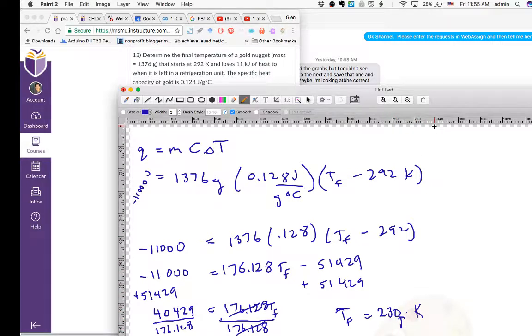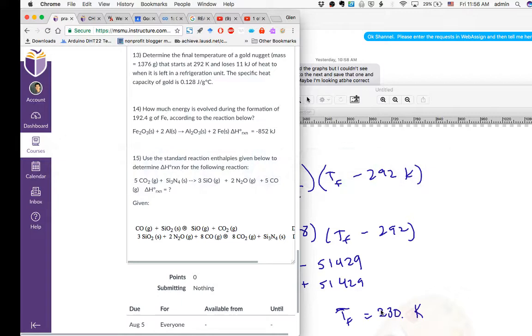Does it make sense? The water used to be, not the water. There's no water here. This gold used to be 292 Kelvin. It was in a refrigeration unit, so the temperature dropped to 230 Kelvin. That does make sense. So that is great. That's the answer. See, it's very similar to number 9, but just easier.